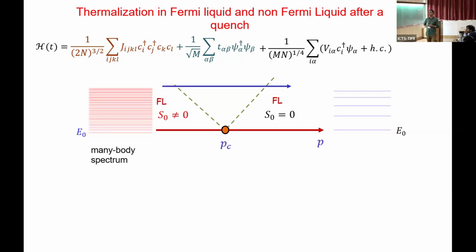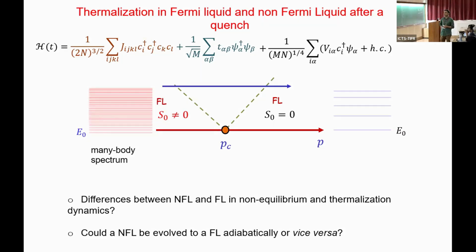Another question is that you have a non-zero entropy in this model. Even if you start at zero temperature in the large N theory, you have this entropy, and if you quench to the Fermi liquid, what happens to the entropy? How does it manifest itself? Those are the kinds of questions you can ask here.